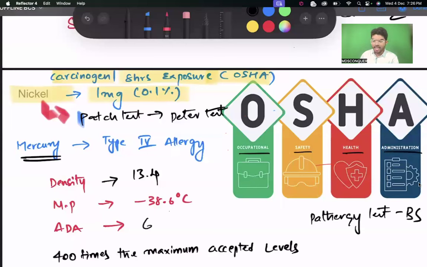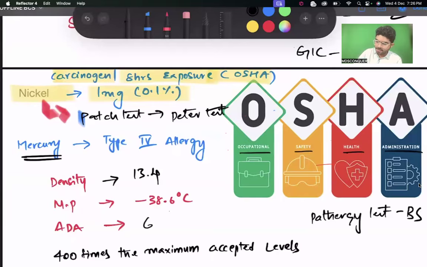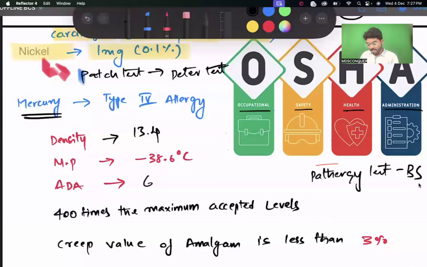Mercury is 6. GIC? Not 46. Not 25. 25 is again a very important ADA specification number. Anyone? ADA specification number of GIC? 66. Okay, then comes 400 times the maximum accepted levels, very important. I'm talking a few lines about mercury.